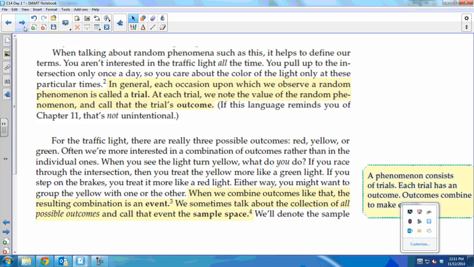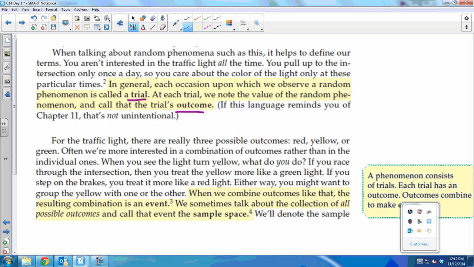So every time you go up to the light, or every time you roll the die, every time you flip the coin, that's going to be a trial, just like in chapter 11. And at the end of every trial, there's an outcome. The light was red, the light was green, the die is 1, the coin is heads. Okay? Just making sure you remember those vocabulary words.